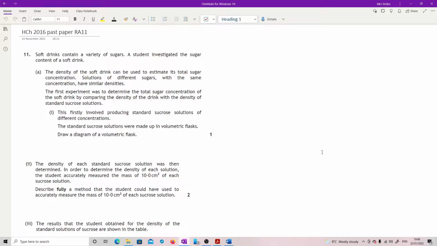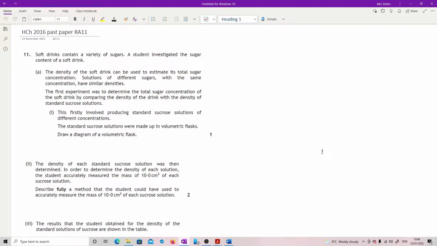The first experiment was to determine the total sugar concentration of the soft drink by comparing the density of the drink with the density of standard sucrose solutions. This first involved producing standard sucrose solutions of different concentrations. The standard sucrose solutions were made up in volumetric flasks.